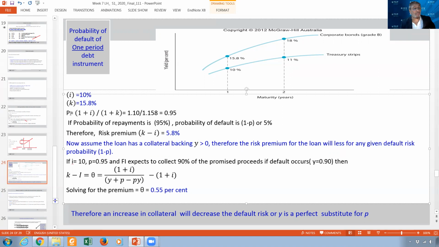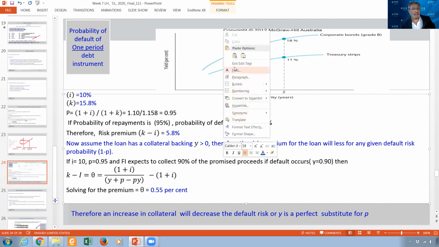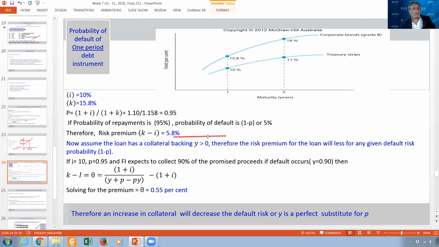So now I can calculate the probability of payment, which is (1 plus I) over (1 plus K). I find that to be 95%. Very easy. So if the probability of repayment is 95%, we understand the probability of defaulting is 5%. Therefore, the risk premium, K minus I, is 5.8. I'm charging the company 5.8, and this number is given to me, and the risk-free rate is 10%. If I know the probability of payment, I know for each 5% defaulting, I am charging 5.8 premium.